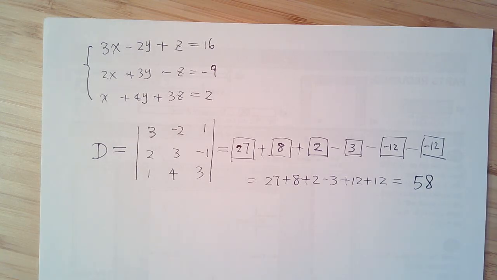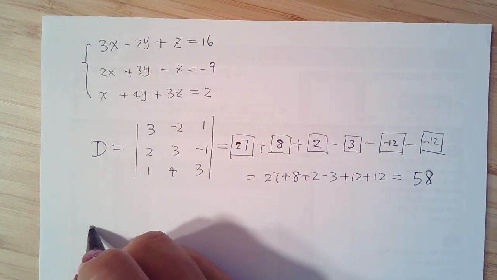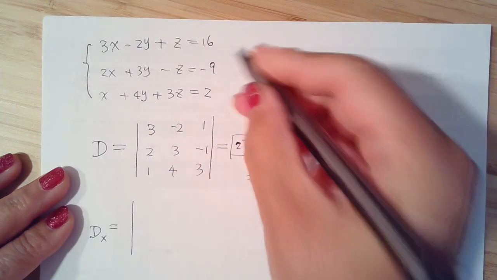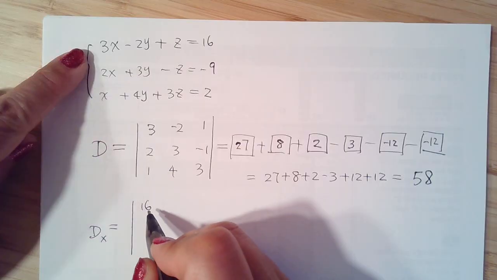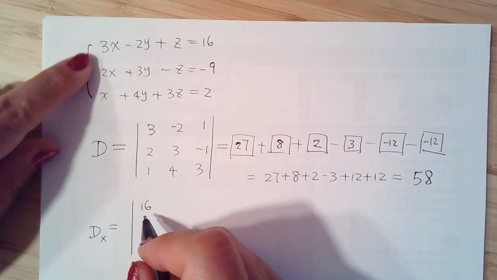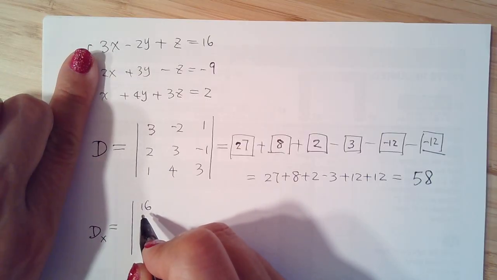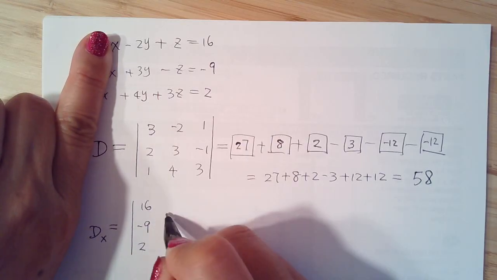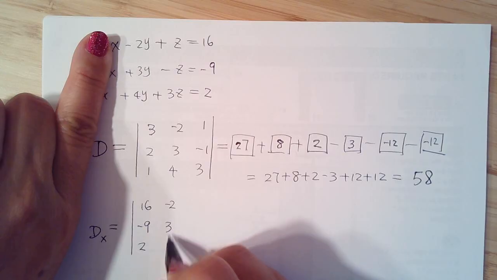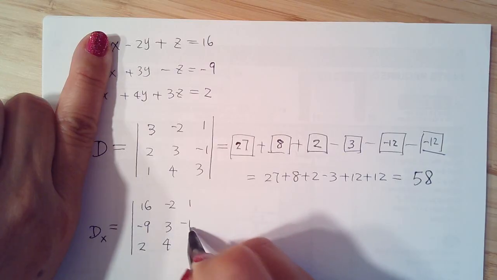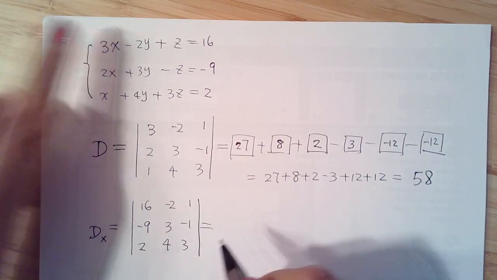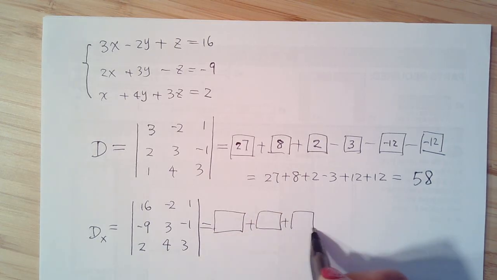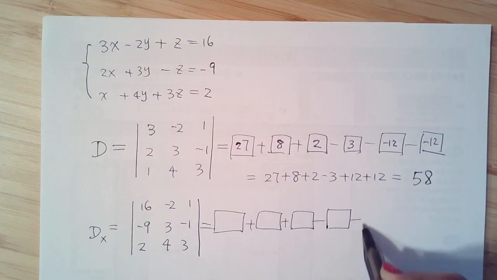It's not bad, right? Okay, I'm going to continue. I'm going to get Dx. Remember, Dx uses the numbers after the equal sign and replaces the x coefficients. So we don't need to worry about that. I put 16, negative 9, and 2, and negative 2, 3, 4, 1, negative 1, and 3. So again, in your scratch paper or somewhere, you can just do this.